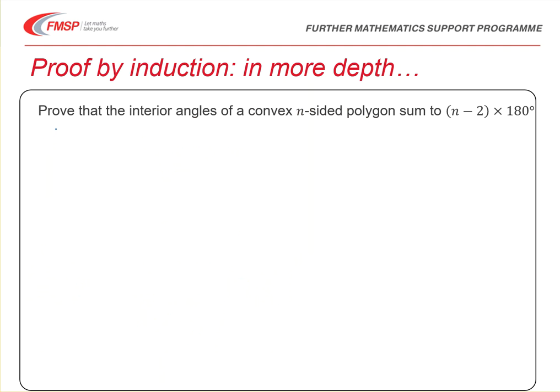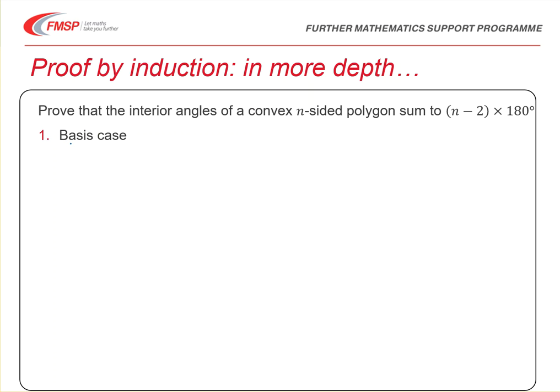In the second example, I'm going to use proof by induction to show that the interior angles of a convex n-sided polygon sum to n minus 2 lots of 180 degrees. This is a well-known fact that you may have seen proved in several different ways, but probably haven't seen proved by induction, so here it is.